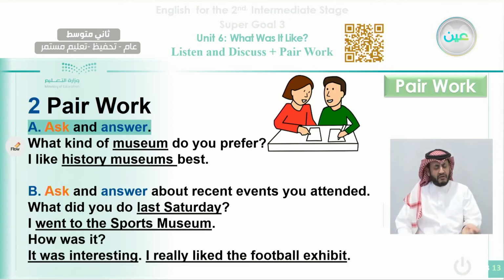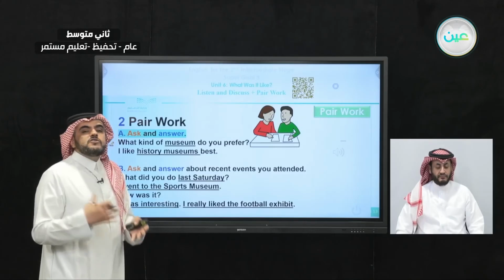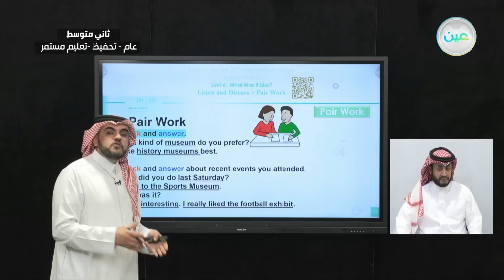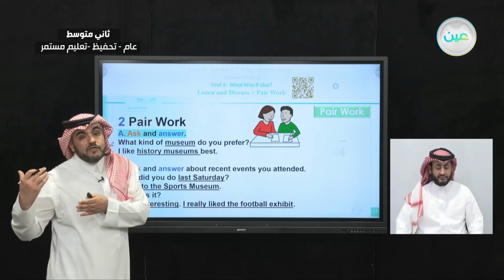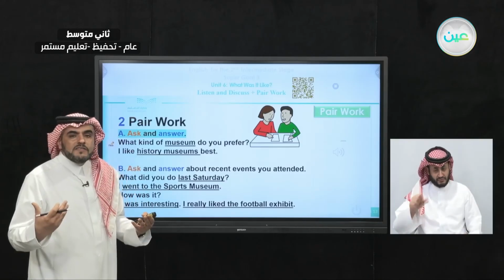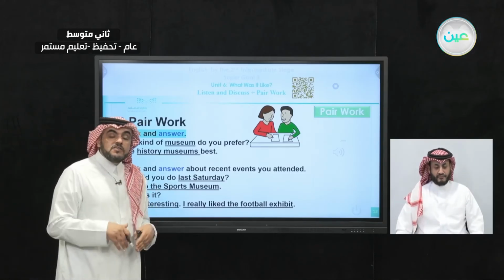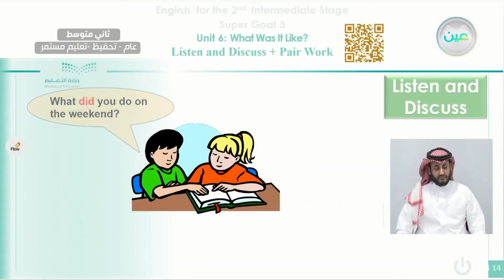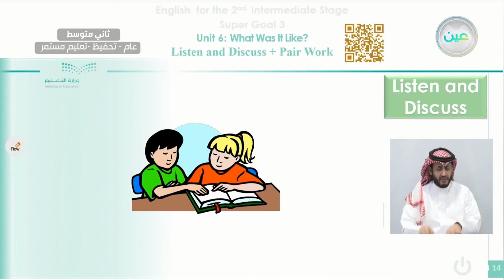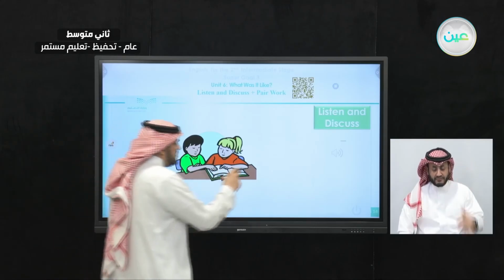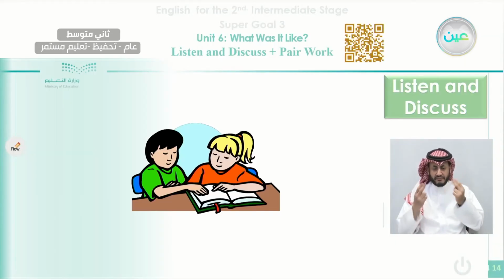How was it? If you talk about the past here, in this case you ask with was, as we said. If you talk about the present, you say is. So if you want to ask about something or an activity in the past, how was it? But if you talk about it in the present, you say how is it? Okay. And here we have this conversation. You can see two students are talking to each other and they are asking questions in the past. Let's listen to this conversation and read it at the same time. What did you do on the weekend?